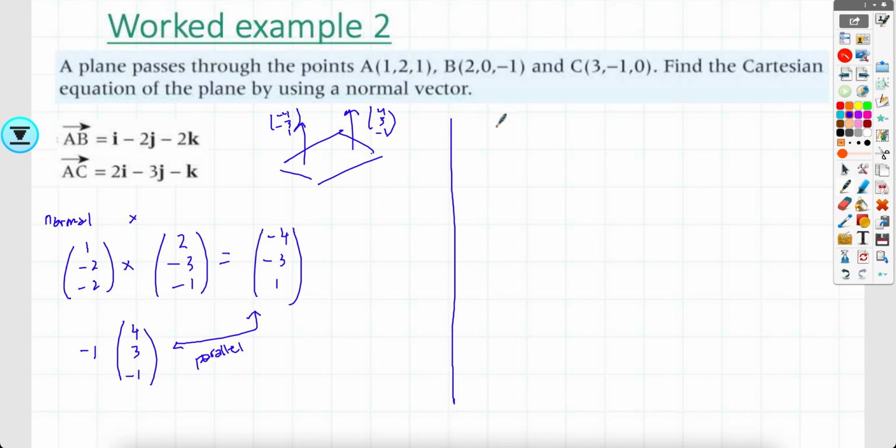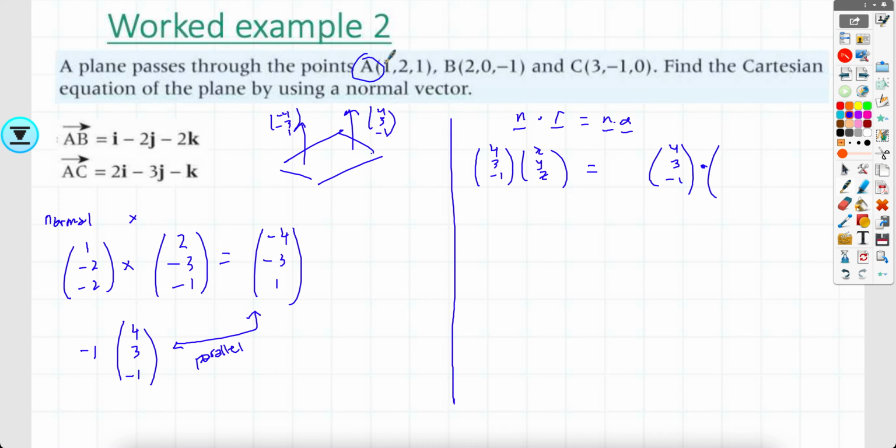So then setting it up, it was, remember, r dot n equals a dot n, with a point A. So I will take 4, 3, minus 1, dot x, y, and z, equals 4, 3, minus 1, dot one of my points, which will be A, so 1, 2, and 1. This will end up being 4x plus 3y minus z. And then on the right hand side, you can evaluate the scalar.